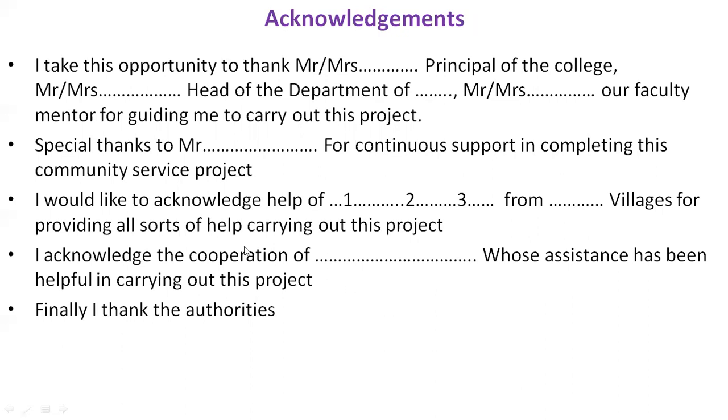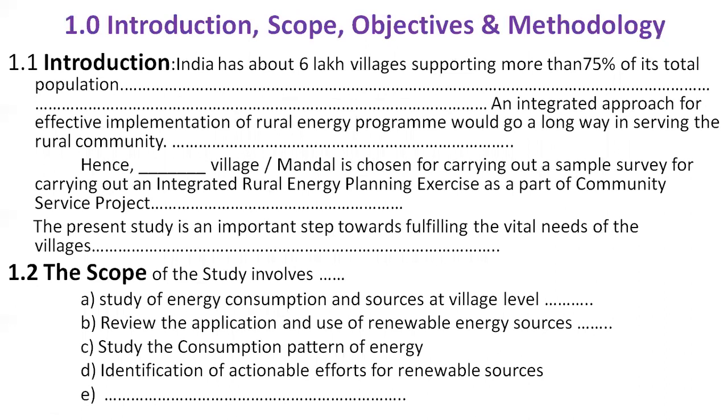So this could be a page on acknowledgements, and you can also have a certificate page, which your college will anyway give you, that so-and-so is the bona fide work done by so-and-so as a means of community service project in a particular village for partial fulfillment for the award of degree in that particular sense. So that will be a certificate next. And then followed by the first chapter, which is on introduction, scope, objectives, and methodology.